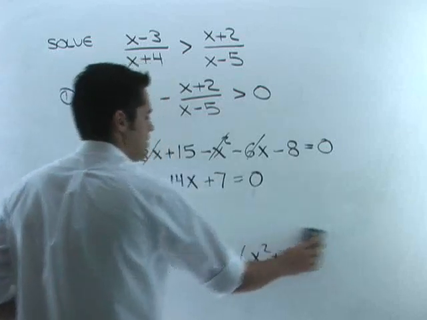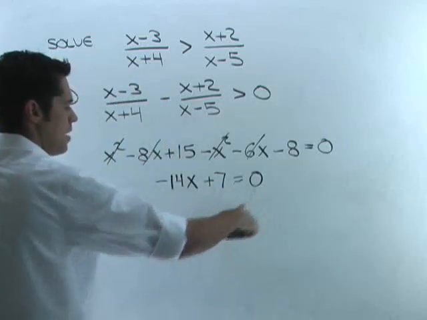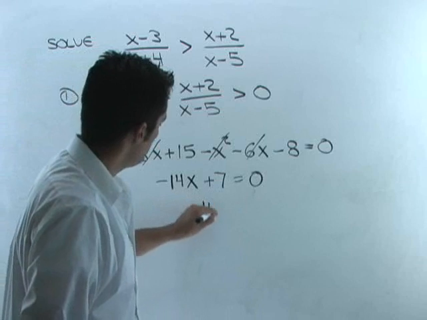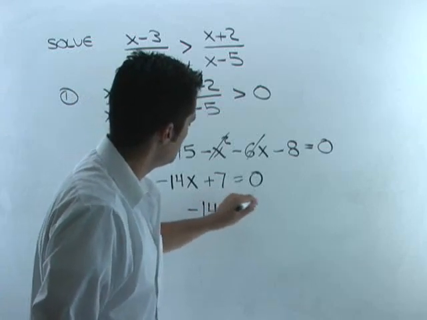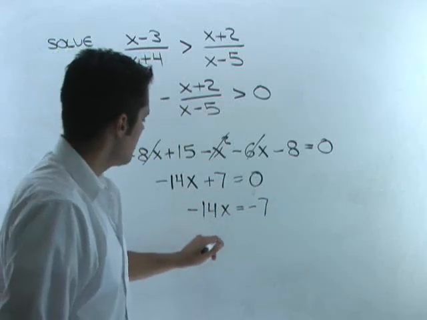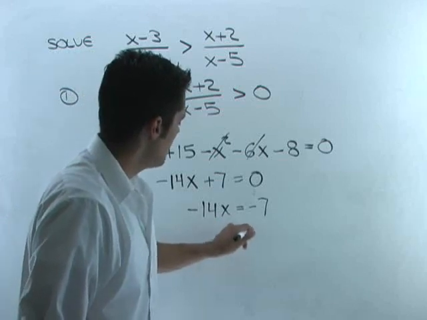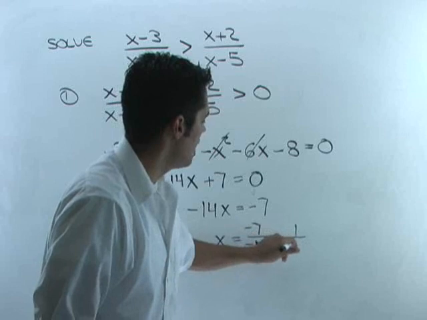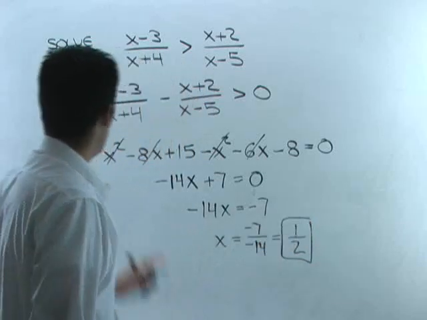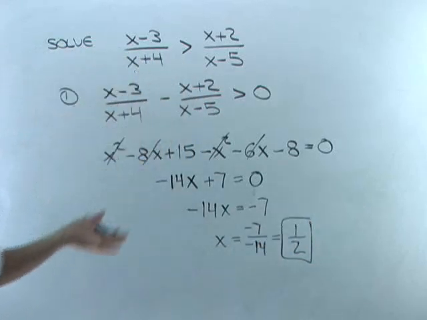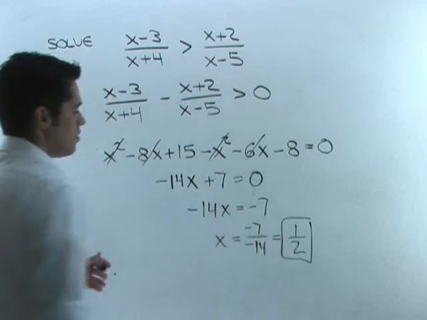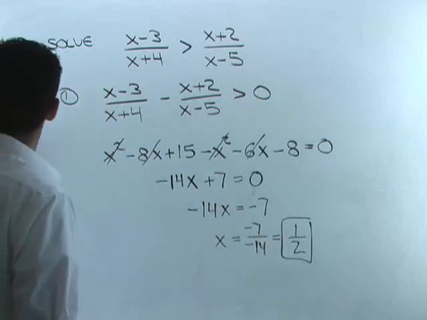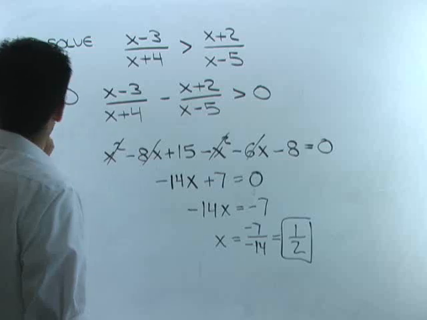Now, this is a linear equation. Move 7 over to the other side, so I get negative 14x equals negative 7. Divide both sides by negative 14, and you get negative 7 over negative 14, which is positive 1/2. So for step 2, solving the equation, you get one solution of x equals 1/2. And we'll just have to remember that. I'll jot it down over here. X is 1/2, so I don't forget it.